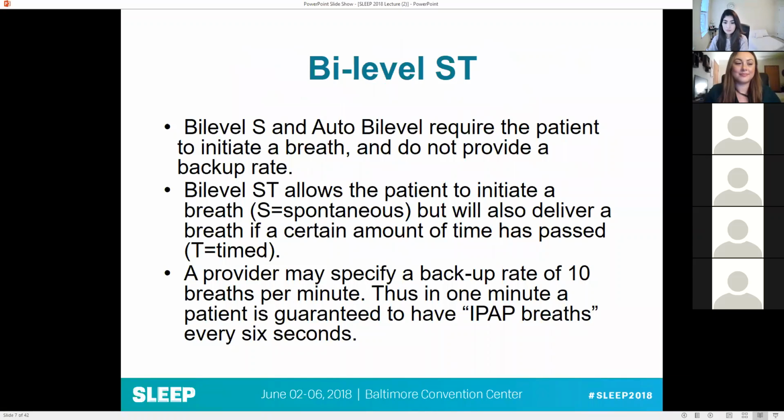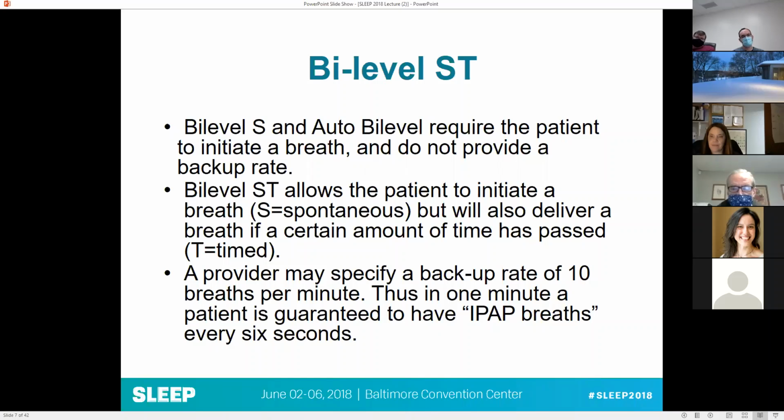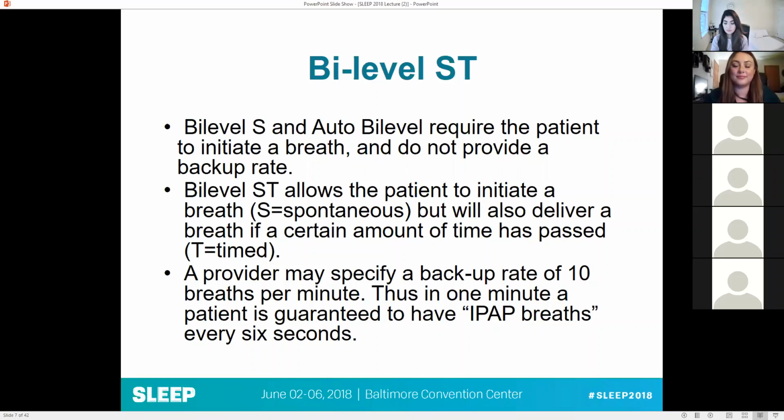So that's the difference between CPAP and BiPAP. But what's the difference between simple bilevel S, or spontaneous, and bilevel ST, which is spontaneous timed? Bilevel S and auto bilevel therapy require the patient to initiate a breath, so they do not provide a backup breath rate. Bilevel ST allows the patient to initiate a breath, that's the spontaneous part, but also delivers a breath after a certain amount of time has passed, and you might even dial that in. That's where the timed breath comes in.